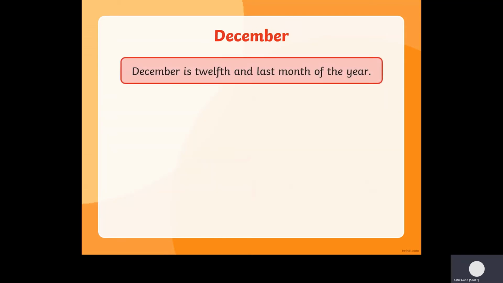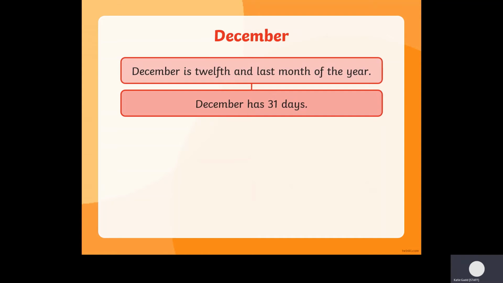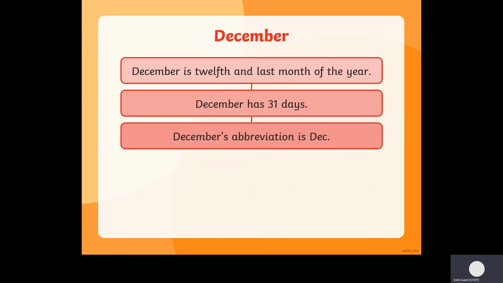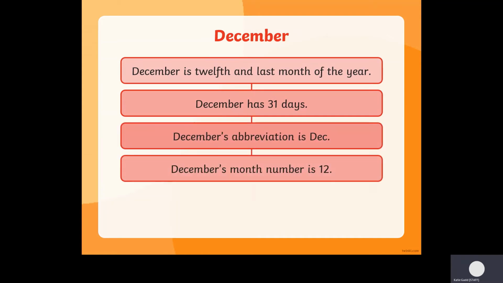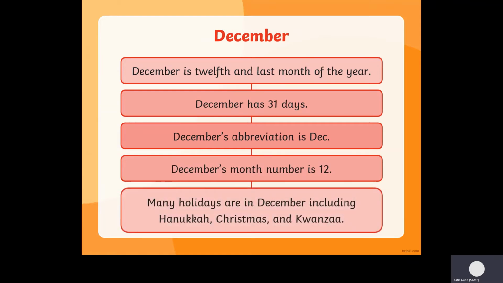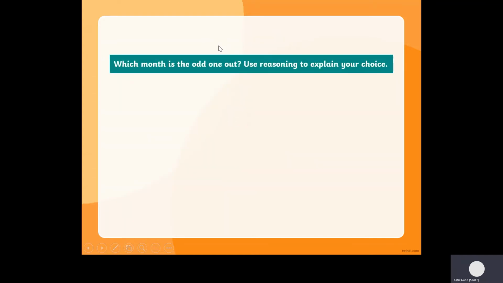Okay, December, the 12th and the last month of the year, has 31 days. It's abbreviated to DEC. The month number is number 12, and there are many holidays which are celebrated all over the world in December. Now you may have also noticed that December has got a capital letter. We've always got to remember that when we talk about the months of the year.